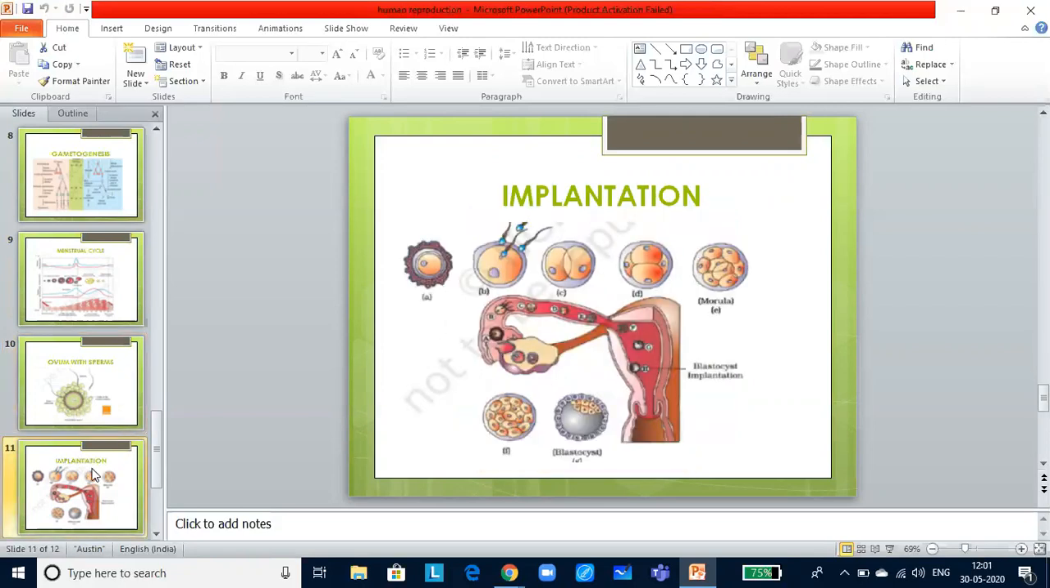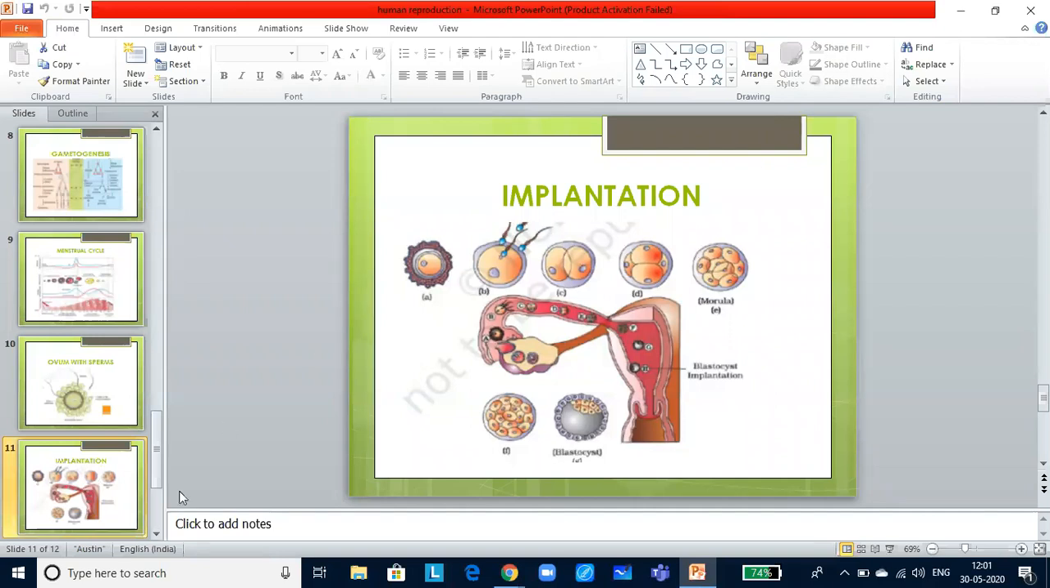The zygote moves towards the uterus. As the zygote moves towards the uterus, mitotic division starts and forms cleavage, changing from 2 cells to 16 cells. That is 2, 4, 8, 16 cell blastomeres. The blastomeres with 8 to 16 cells are called morula. Morula will divide to change into blastocyst. The outer layer of the blastocyst is called the trophoblast. So this is what you're seeing in this diagram. That will attach with the endometrium of the uterus, and this is called implantation, and implantation results in pregnancy.